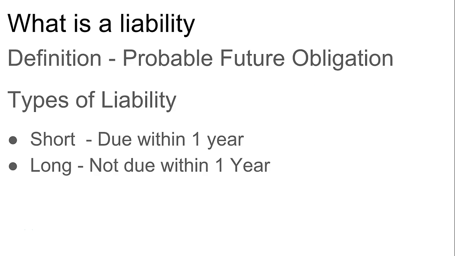If we read the accounting definition of what a liability is, most definitions will give us the probable future obligation of a firm to someone else. So in other words, how I like to think of a liability is that it is the opposite of an asset, where one gives you a benefit and the other is a future obligation.